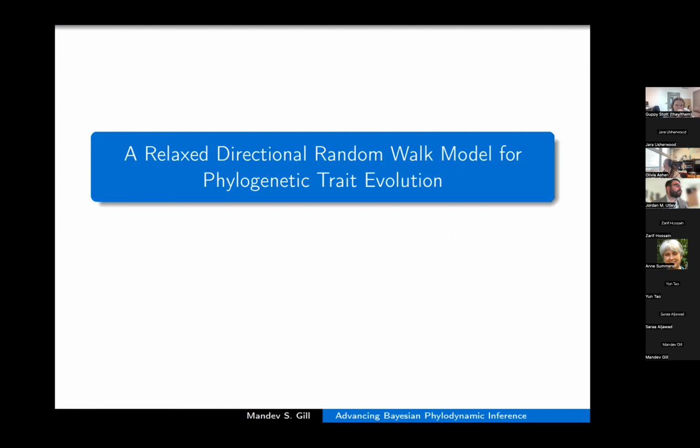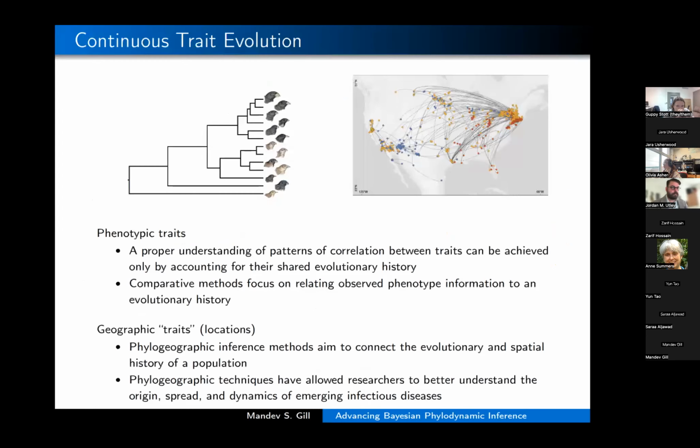Okay, so now we want to turn to models for the evolution of continuously varying traits on phylogenetic trees. These traits could be phenotypic traits, which are of interest in phylogenetic comparative methods, which focus on relating observed phenotype information to an evolutionary history.